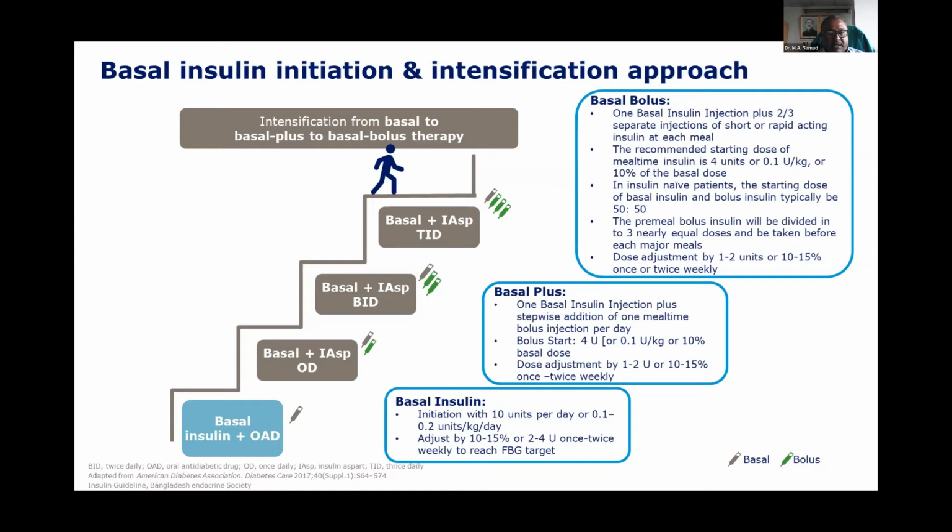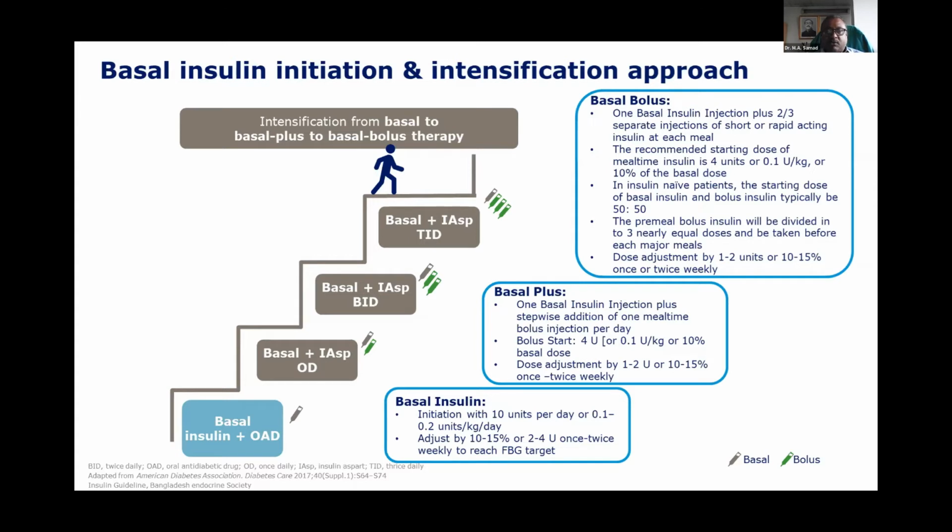If you cannot reach the target, then you add one mealtime insulin, that is basal plus only one mealtime insulin, that is the bolus insulin. The bolus should be 4 units or 10% of the basal dose. This is very important. That should be 4 units or 0.1 unit per kg or roughly 10% of the basal dose. Dose adjustment is 1 to 2 units or 10 to 15% once weekly.